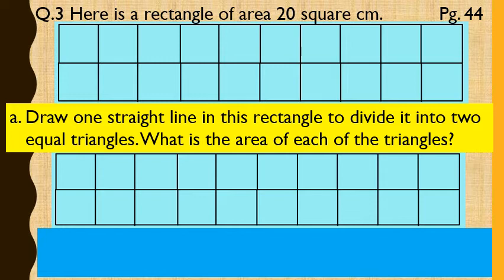So we divide the rectangle into two equal halves by drawing a line as shown in the figure with red color. So the area of each triangle will be half the area of the given rectangle, that is half of 20, that is 10 square centimeter.